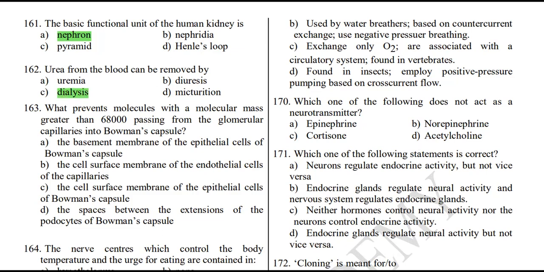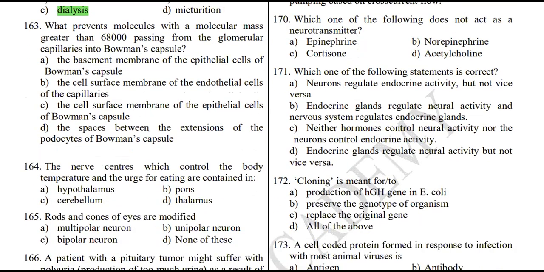Okay, that is micturition. Okay, what prevents the molecule with a molecular weight greater than 68,000 from passing from the glomerulus capillaries to Bowman's capsule? Okay, yes. So what happens? Suppose we are talking about the Bowman's capsule, so there's going to be the basement membrane. We already know there's going to be a basement membrane here, and that is going to be the epithelial cells. And they have a lot of podocytes here. And between that, there's going to be filter slits.